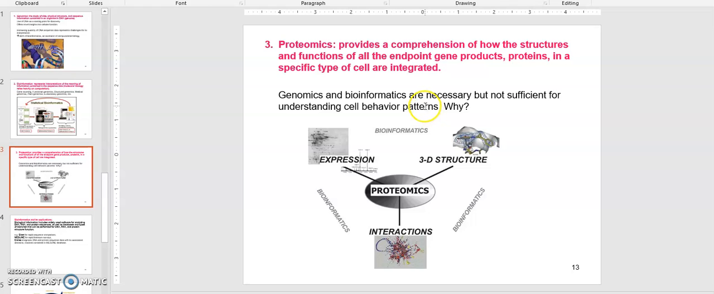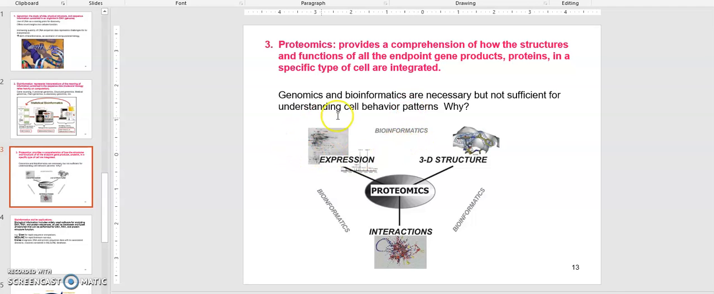That's a complicated story. There are a lot of modification processes that allow you to make a lot more proteins, because proteins are very important to maintain your structure, develop your cells, and carry out metabolism and cellular processes. They are all managed by protein molecules. So proteomics is very important as well. Genomics and bioinformatics are necessary but not sufficient for understanding cell behavior and patterns, because proteins serve a lot of important functions. Without talking about protein, you have more than half of the information you need missing for explaining what's happening inside the cell.